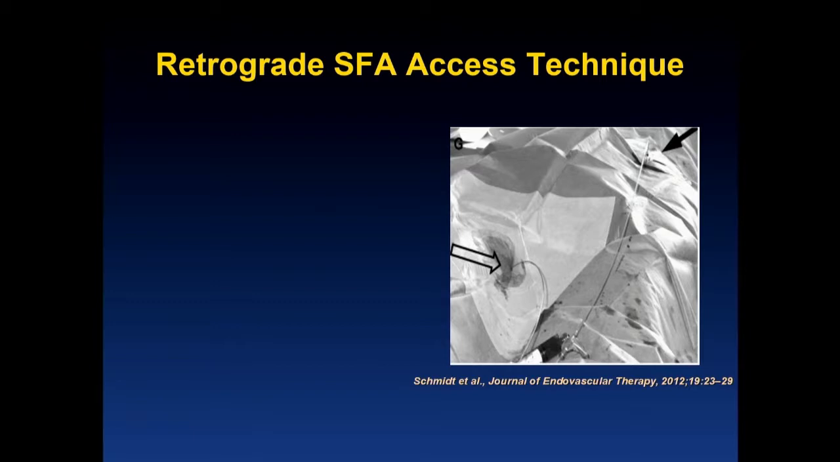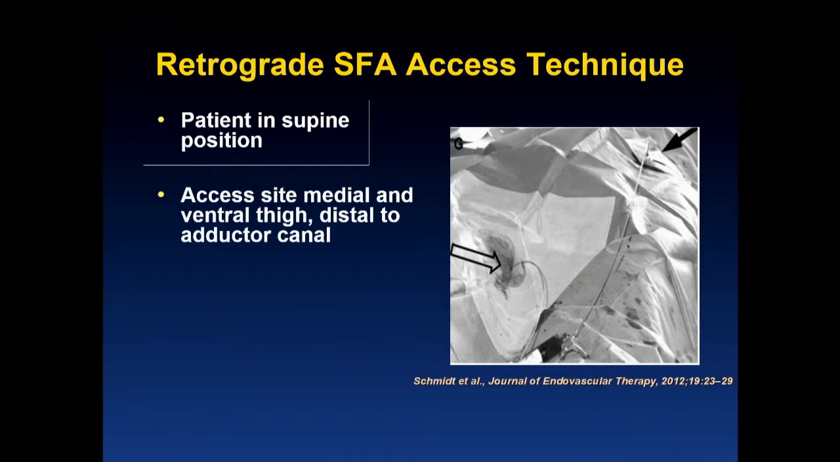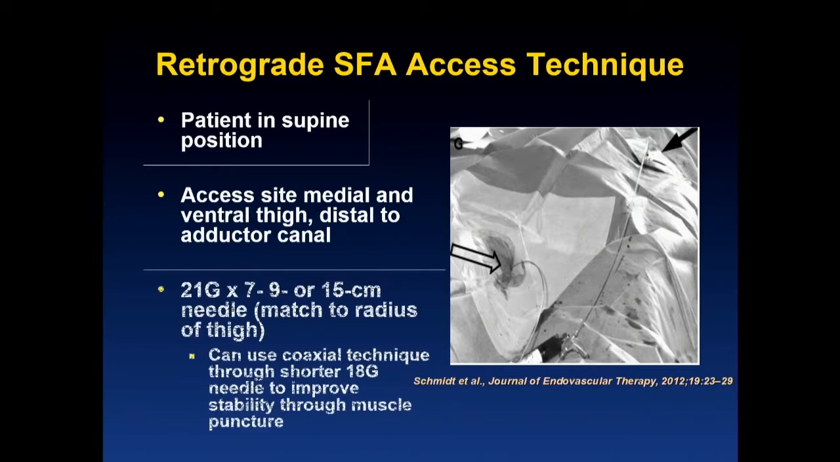If you want to reference this, there's a really great article from the Journal of Endovascular Therapy in 2012 that describes this in 50 patients and also goes through the details of the technique. So you have the patient in the supine position, and the goal is to access the distal SFA in the medial and ventral thigh, distal to the adductor canal. I'll show you what that looks like fluoroscopically in a minute.